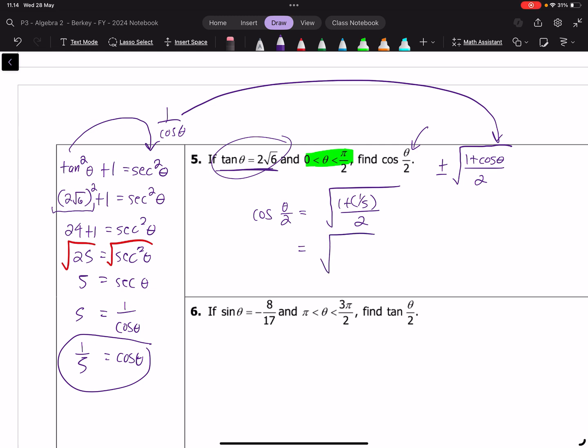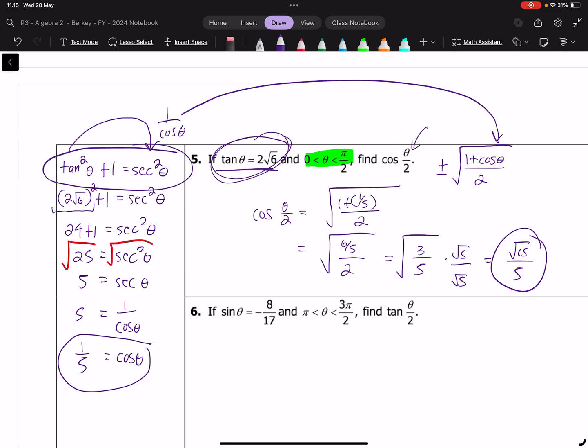So square root of 6 over 5 divided by 2. And simplifying this, 6 over 5 divided by 2 is 3 over 5, square root of that. And then I can multiply the top and the bottom by 5, and so you'll get square root of 15 over 5. There it is. So we had to use this Pythagorean identity to find out what cosine was equal to, so we could use this equation.